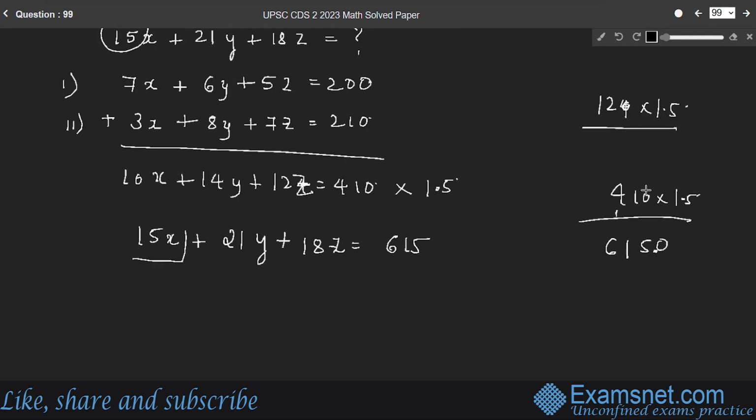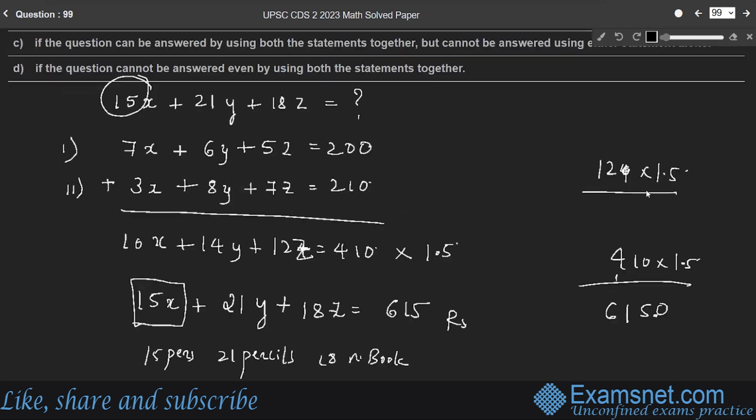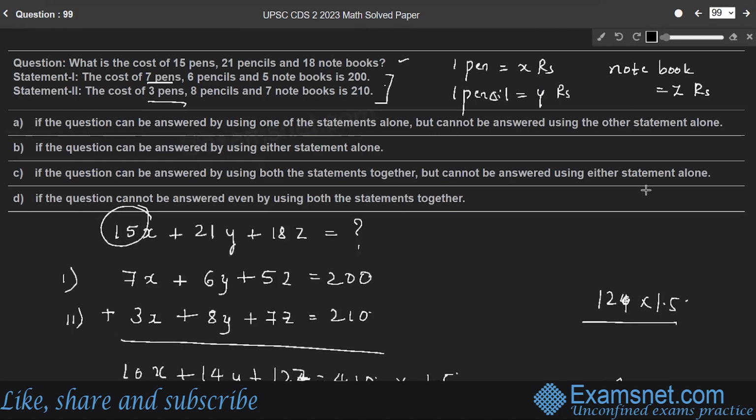615 rupees. What is 15x plus 21y plus 18z? The cost of 15 pens, 21 pencils and 18 notebooks is equal to 615 rupees. Therefore, using both the statements, we can find the cost of 15 pens, 21 pencils and 18 notebooks. Both the statements are required. Hence, the question can be answered using both the statements together and cannot be answered using either statement alone. Option C is the right answer.